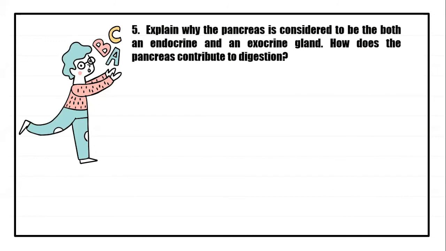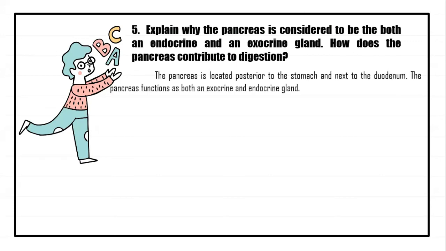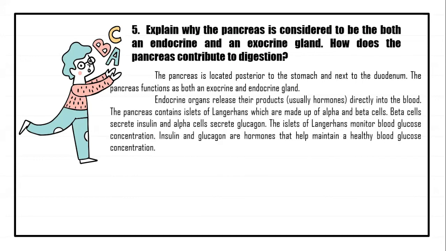Explain why the pancreas is considered to be both an endocrine and an exocrine gland, and how does the pancreas contribute to digestion. So the pancreas is located posterior to the stomach next to the duodenum. The pancreas functions as both an exocrine and endocrine gland. When we say endocrine organs, they usually release hormones directly into the blood. Our pancreas contains islets of Langerhans, which are made up of alpha and beta cells. The beta cells secrete insulin and our alpha cells secrete glucagon.